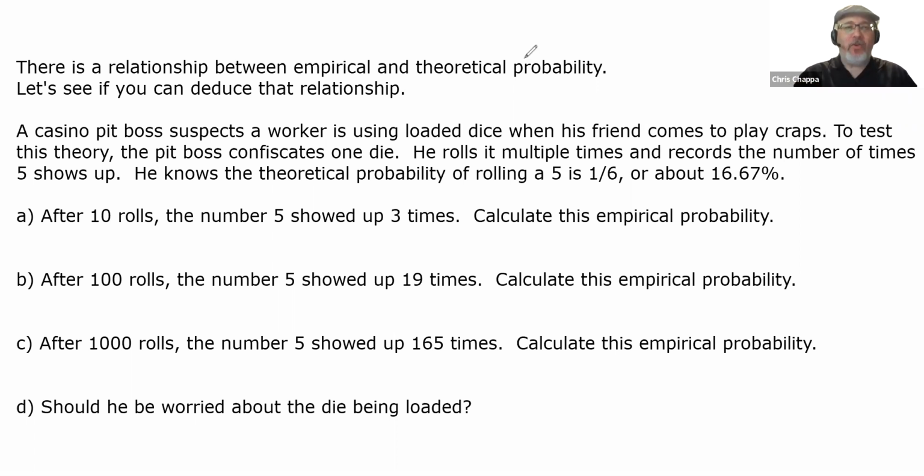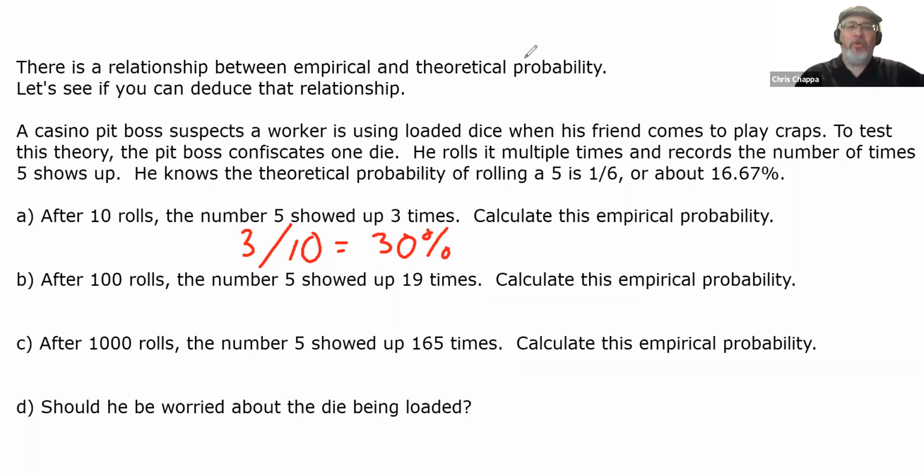A, after 10 rolls, the number 5 showed up 3 times. Calculate this empirical probability. All right, well, 3 out of 10 times, the die came up a 5. That's 30%. Notice that is significantly larger than what is expected, theoretically.